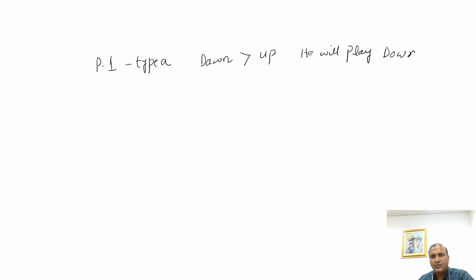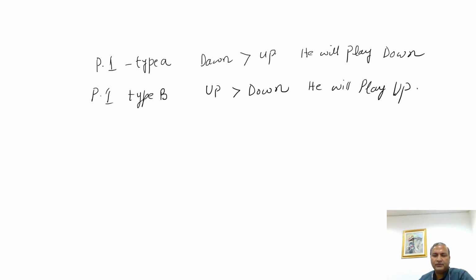Let us now summarize what we have done until now for this game. For player 1 type A, down is better than up, so he will play down. And for player 1 type B, up is better than down, so he will play up. So we have solved the game for player 1 for both type A and type B.